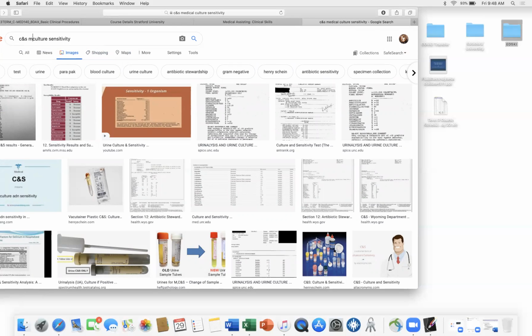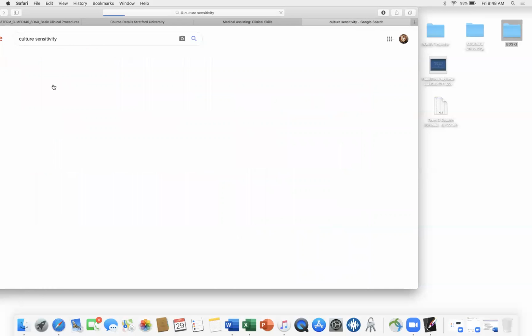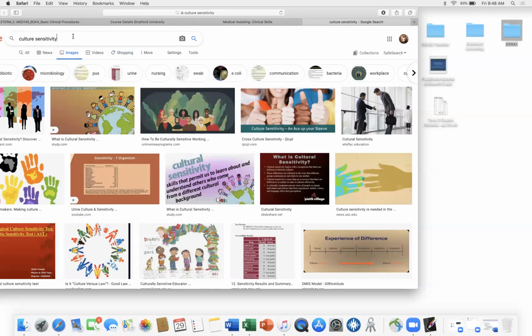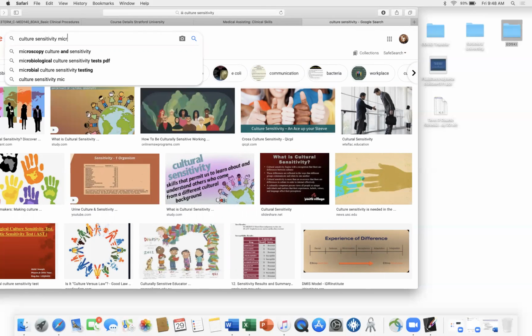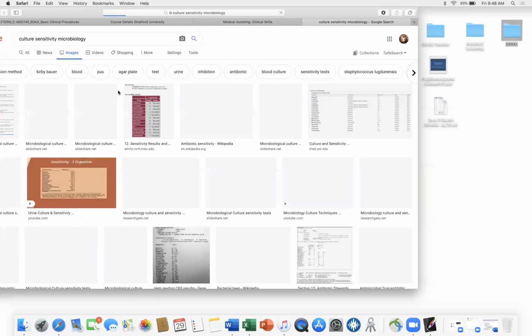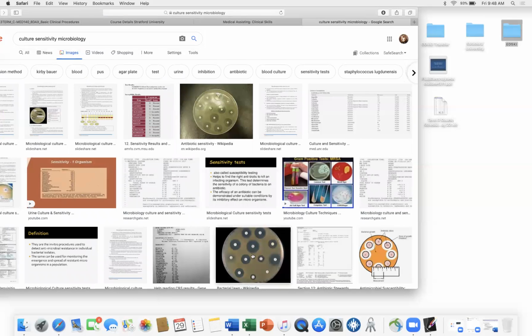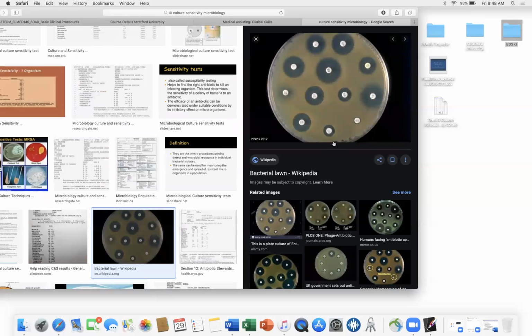Now, if you've ever seen those Petri dishes, that's what a culture and sensitivity is. Culture, sensitivity, microbiology. How about this one? You see all this fuzziness? If you look at it under the microscope, or based on the different colors and the medium, which is called agar, the gel that all of this is in, depending on what it looks like, that's the culture part. That's the part that tells me what bacteria it is.